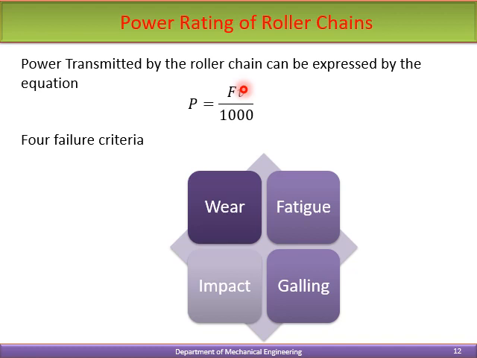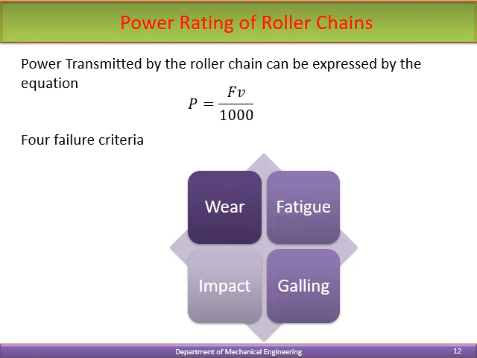Actually, in practice, the rating of the roller chain is obtained on the basis of 4 failure criteria. One is wear, the next is fatigue, the next one is impact, and the third one is galling. I will explain the galling. All the others are very, very familiar names.